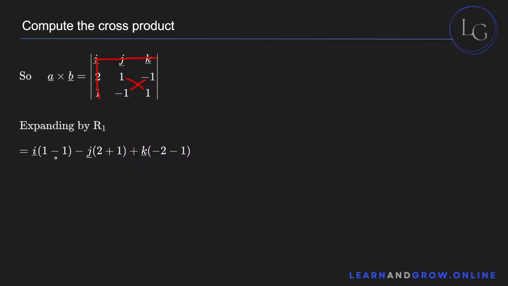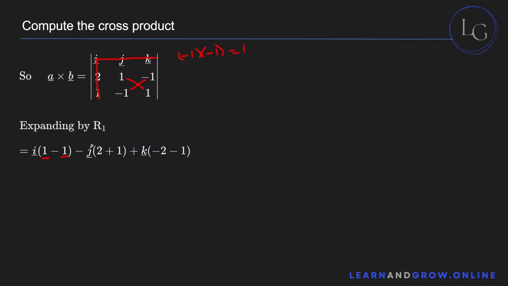So 1 into 1 is 1, and from that you subtract the product of the other diagonal, and minus 1 into minus 1 is 1. So basically that gives you 1 minus 1, right?